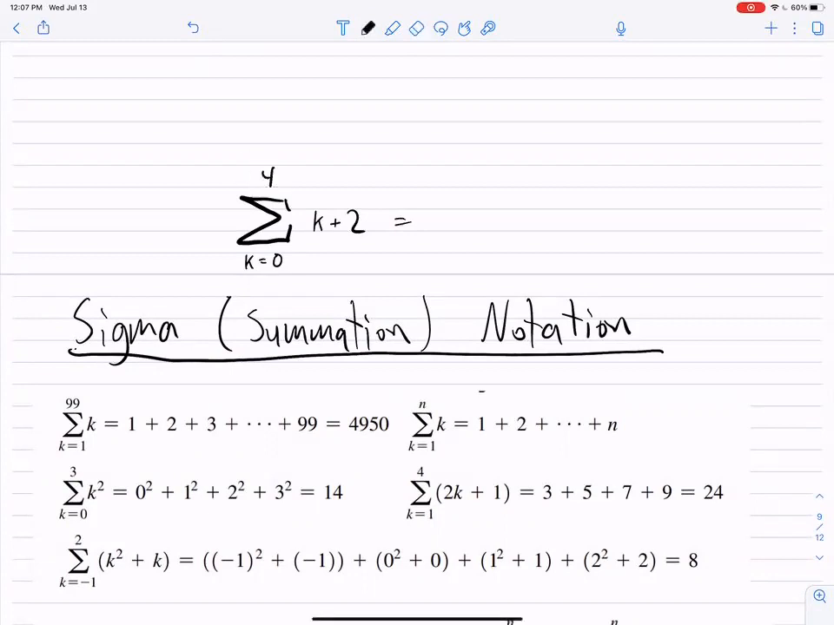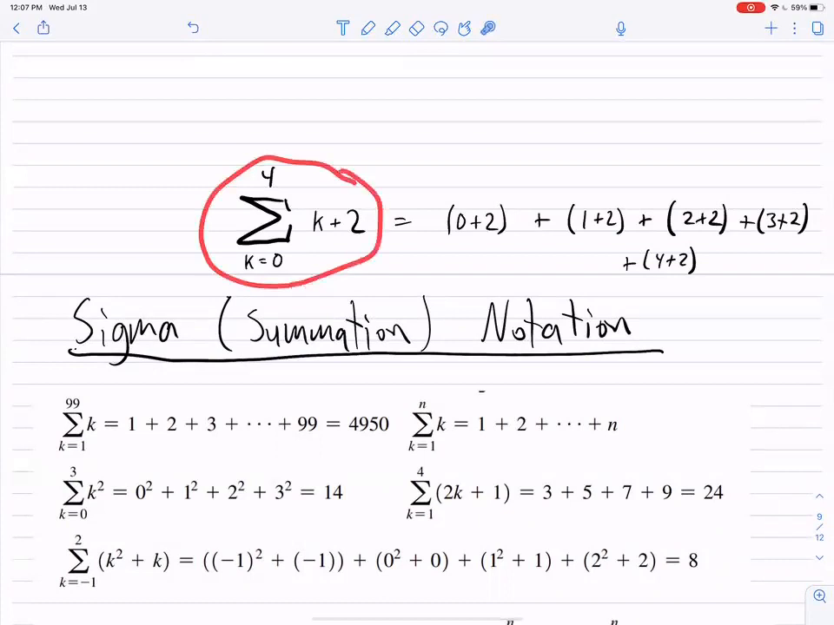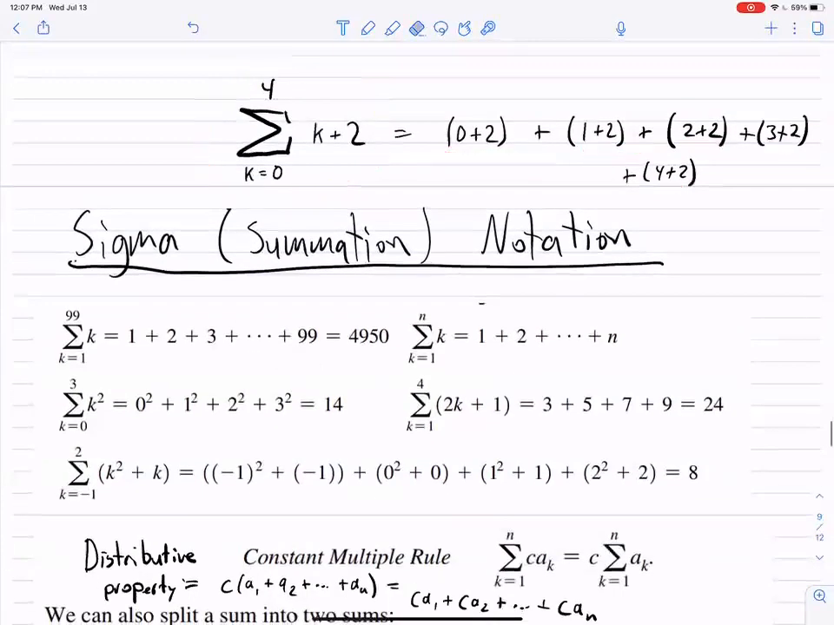What is that? That means you plug in 0 for k for the first term. So this will be 0 plus 2, and then plus, you plug in 1 plus 2, plus 2 plus 2, plus 3 plus 2, plus 4 plus 2. So that's what it is. Sigma notation is just a compact way to rewrite a long sum of things. For instance, the sum from k equals 1 to n of k is just 1 plus 2 plus dot dot dot to n.